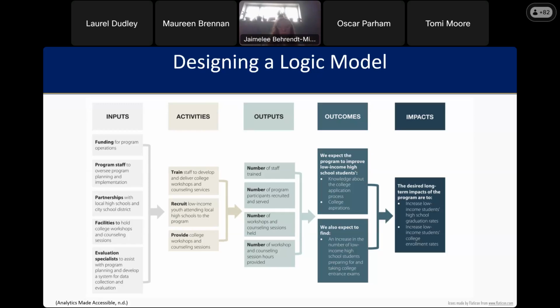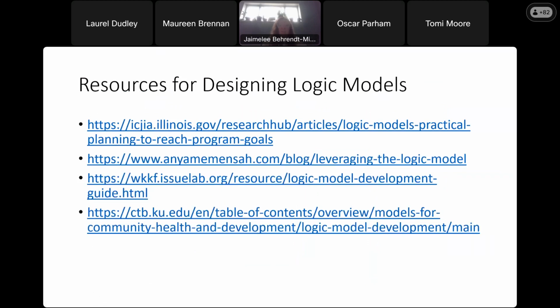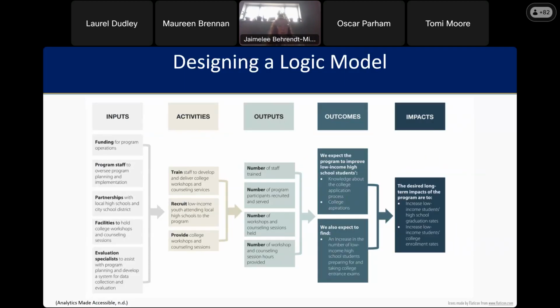If you are interested in designing a logic model, we have put together some different resources for you. You can use the slide to go and look at the various resources we have there. They will tell you more about what a logic model is, how you can create one, and the differences between each of these categories as you design them, so that you can put things in place and make sure they are connected and flow nicely.